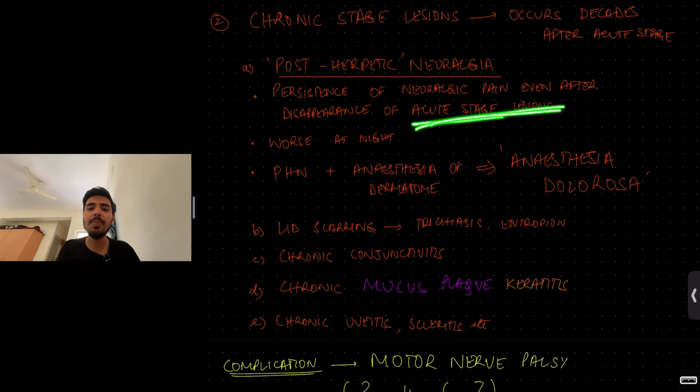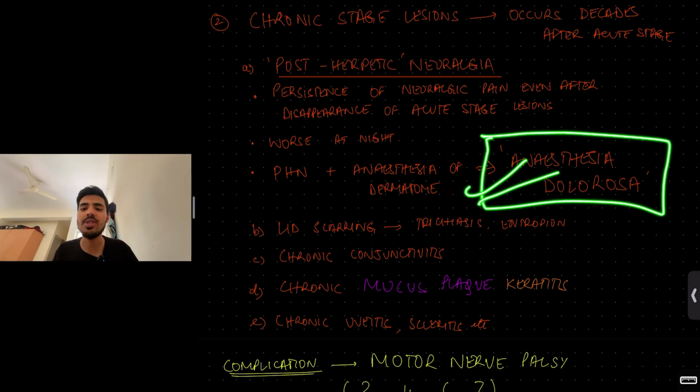Now, neuralgic pain in the acute stage, prodromal phase is normal. But even after the disappearance of all acute stage lesions, if there is neuralgic pain, then it is known as post-herpetic neuralgia. And this post-herpetic neuralgia is especially worse at night. And if this post-herpetic neuralgia is associated with anesthesia of the dermatome supplied by that nerve, so anesthesia of that particular dermatome and neuralgic pain, then it is known as anesthesia dolorosa. Important MCQ question. Anesthesia dolorosa.